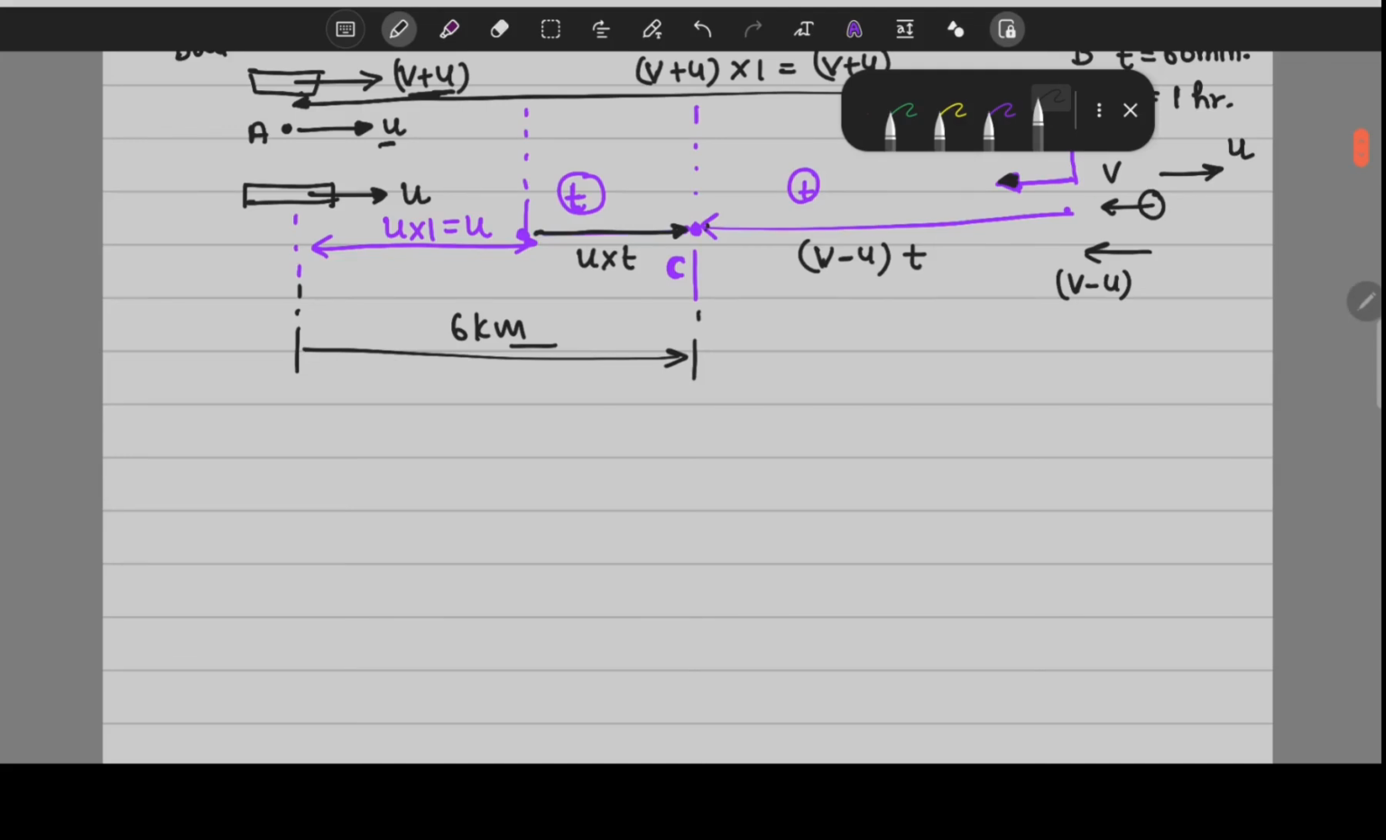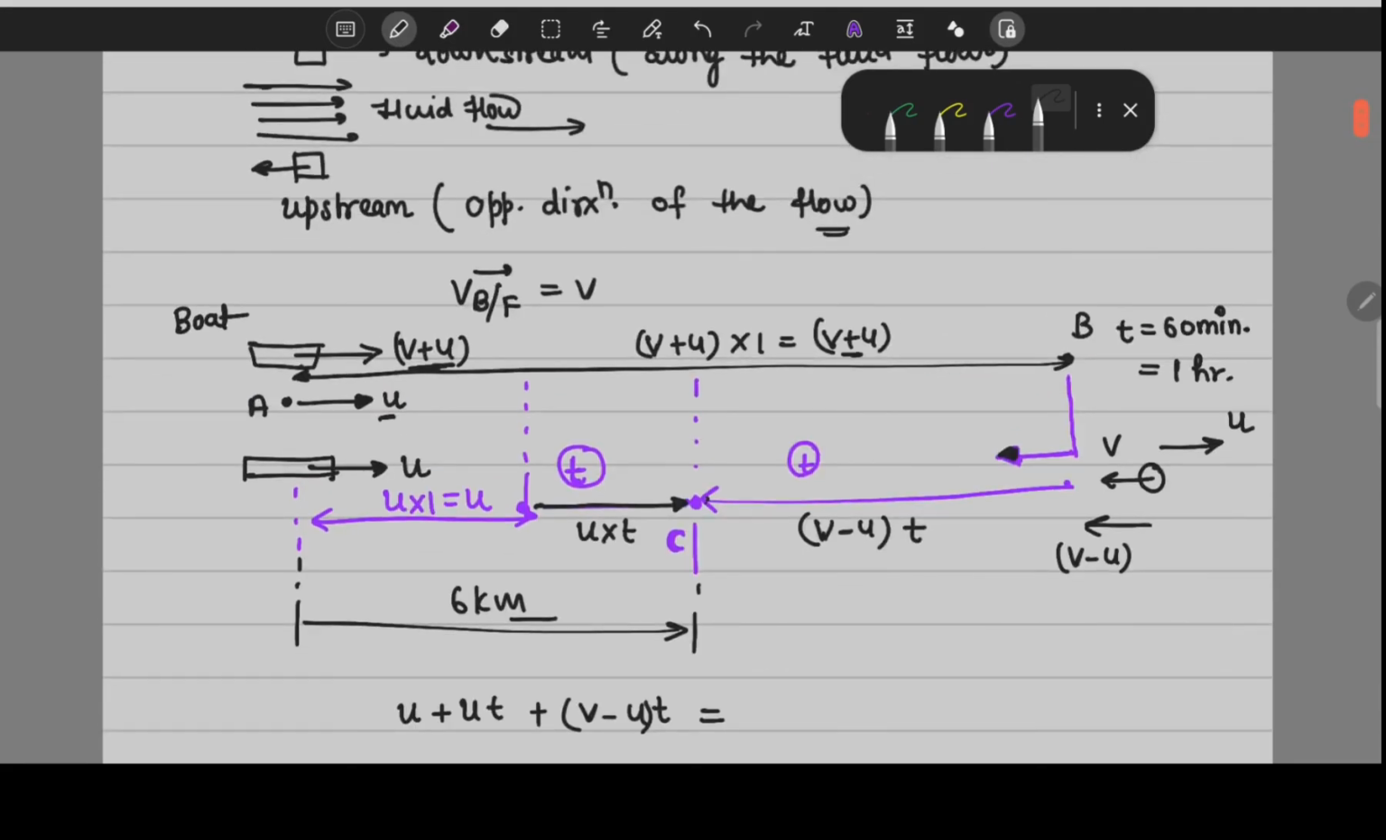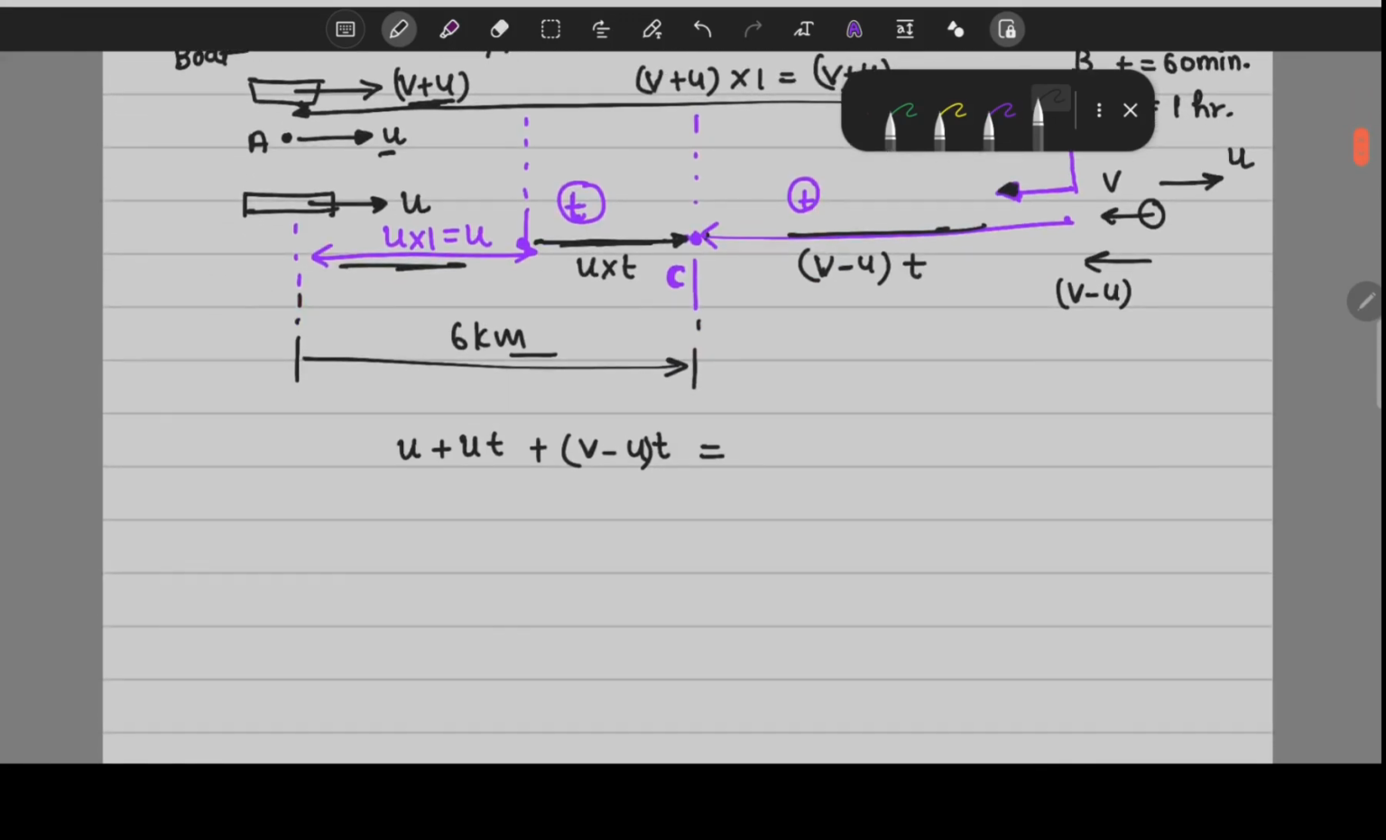Now first equation, what we can write? u plus ut plus v minus u into t, that must be equal to this distance, because this particular distance plus this distance should be equal to total distance. So this is equal to v plus u. Now it will get cancelled. u plus vt is equal to v plus u. So from here we can find t is equal to 1 hour. That is clear, I think.